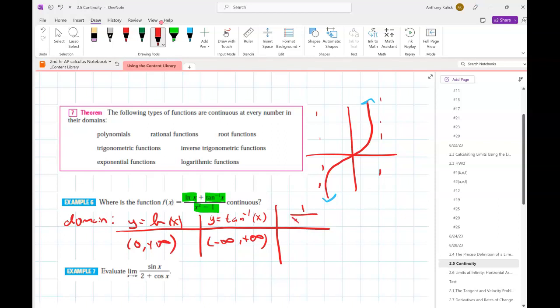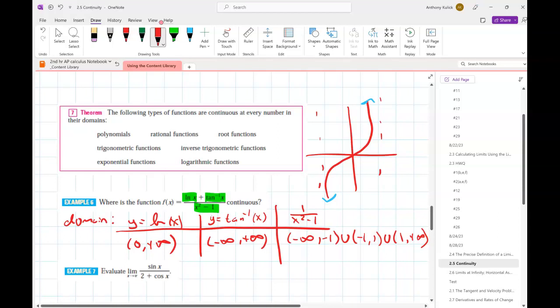And then, what's the domain for this? Everything other than -1 and 1, right?